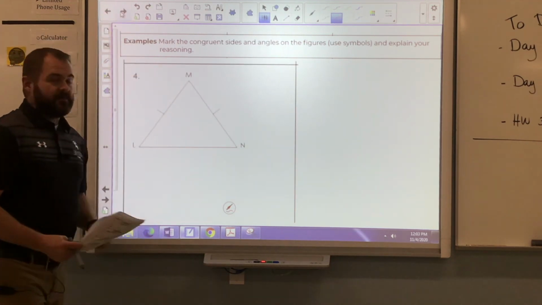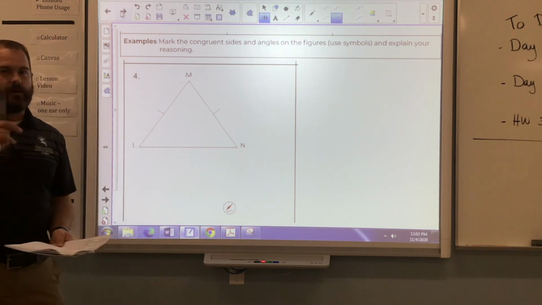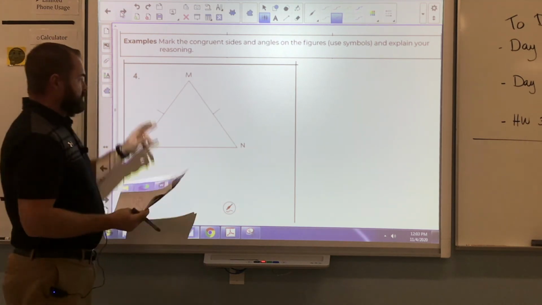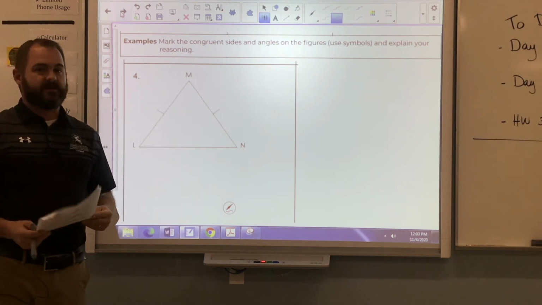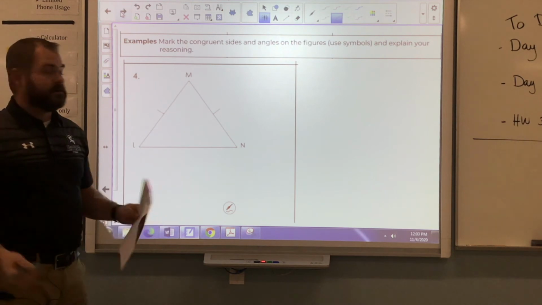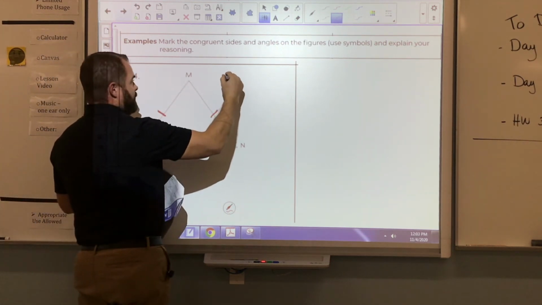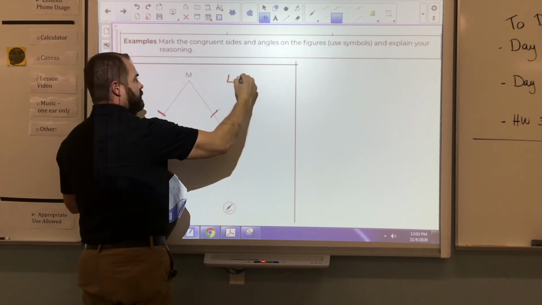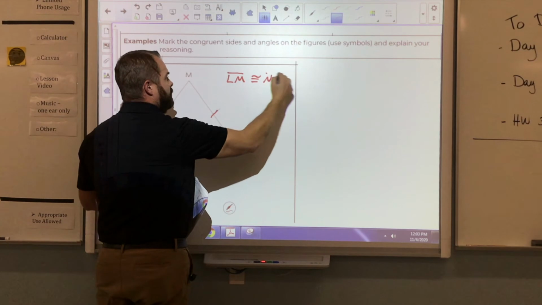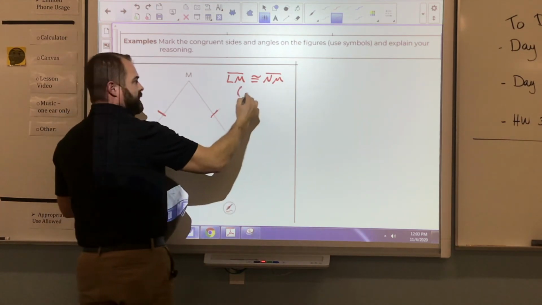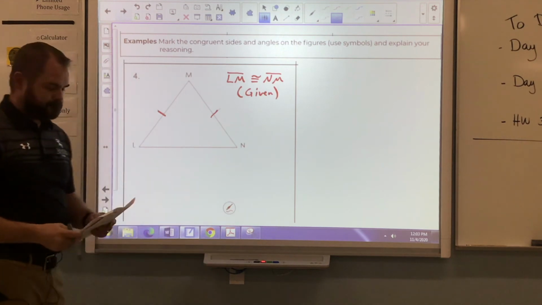So now as we move on to number 4, we've got a little bit more information. There's only one triangle I can see here, but I want to point out something to you. The given information, those are tick marks. That's supposed to be telling you those are congruent segments. That is always something we can conclude. I can conclude that those are congruent segments. So I can say LM is congruent to NM because that is given to me. So my reasoning is just, it's given. It's marked that way originally.